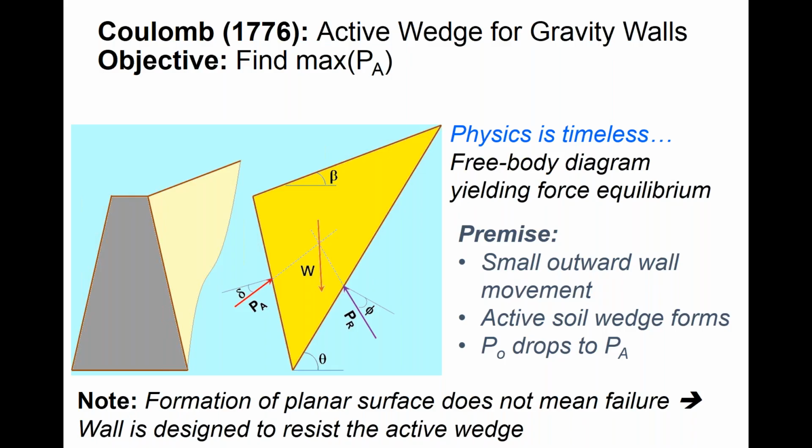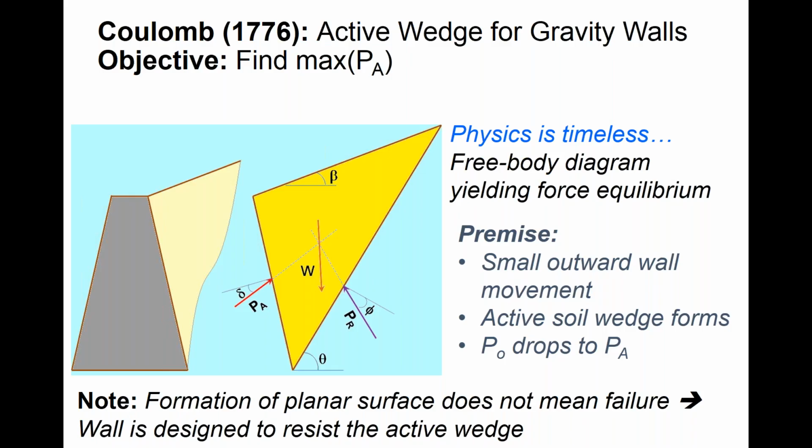The basic objective of the Coulomb approach, which you probably applied in undergrad or currently in practice, is to find that maximum active resultant force acting on your structure. The physics are timeless here. They still apply. It's still a great approach. And what we assume in this force equilibrium approach is that a small outward movement of the wall enables the active wedge to mobilize its full shear strength. The soil is mobilizing its full friction or cohesion if you consider it. An active soil wedge forms, and eventually we drop from at-rest conditions to the active case.